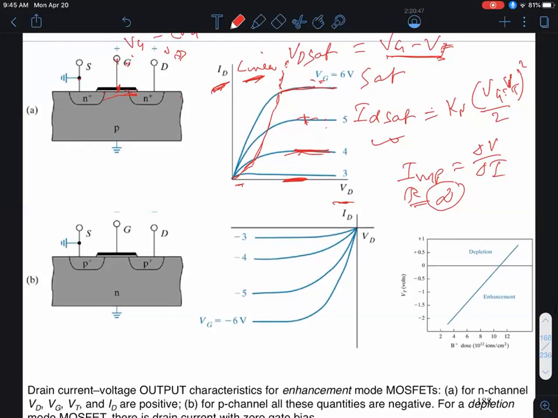Okay, that was sort of the hard part. The rest will go relatively easily.